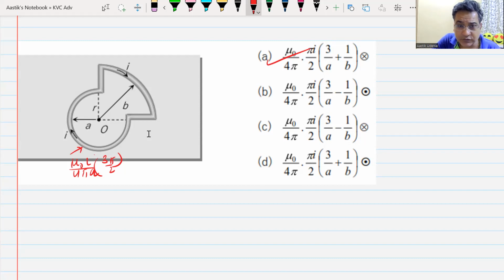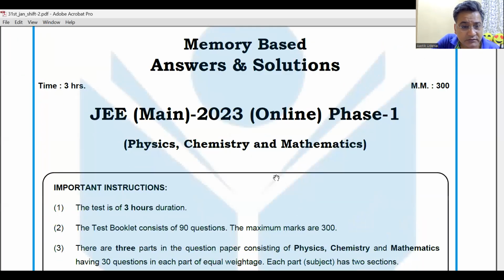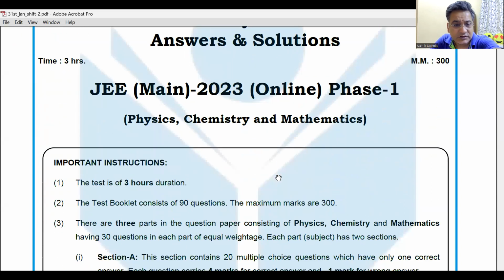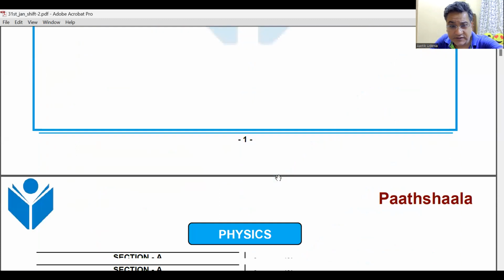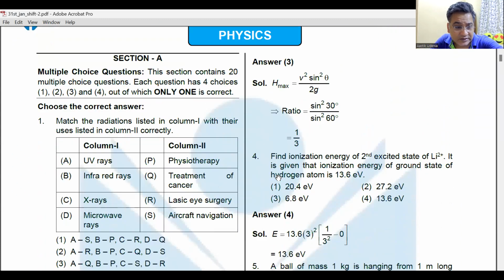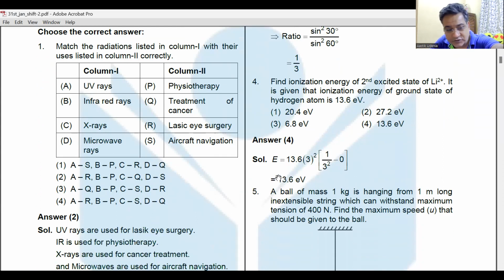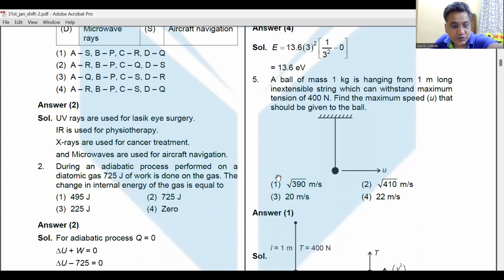Now remember, as I told you, and I will keep on insisting, you're only supposed to solve 15 questions, and I'm just taking the example of this paper. This is a paper from this year, 31st, just a random paper, I think morning or evening. You are only supposed to solve 15 questions in physics. You can solve question number 1, the uses of ultraviolet, which I told you in the class. Question number two, adiabatic process.